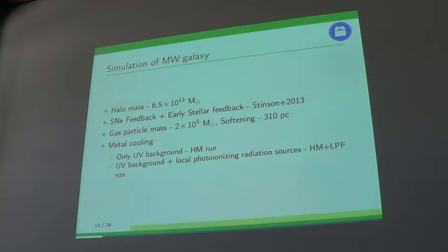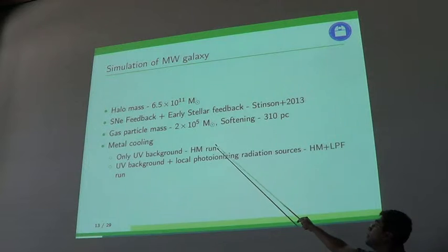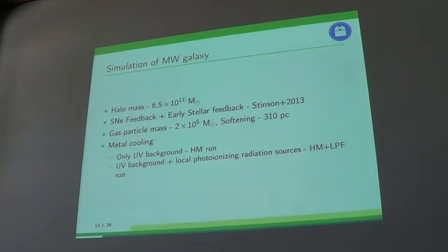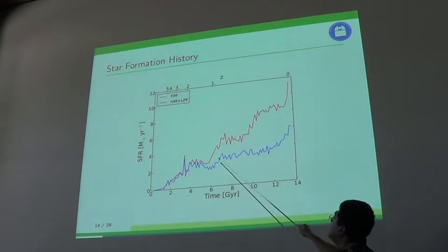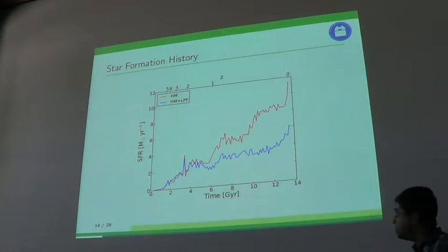So I implemented this in a galaxy formation code. I did a simulation of a Milky Way type galaxy, halo mass of 6.5 times 10 to the power 11. It has all the feedback mechanisms, and I did 2 different runs. One where I calculated the cooling only in the presence of the Haardt-Madau background. The other where I have the Haardt-Madau plus the local photoionization sources that I have just mentioned. And this is the result. I look at the star formation rate as a function of time. The red line is just the Haardt-Madau. The blue is the Haardt-Madau plus the local photoionization sources.